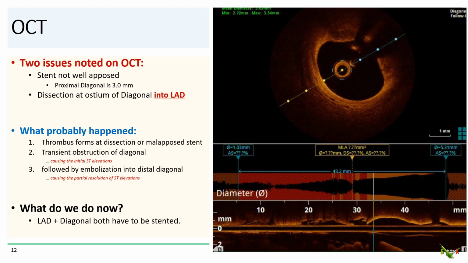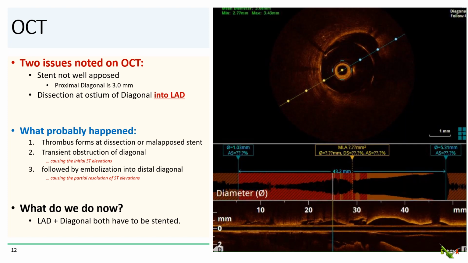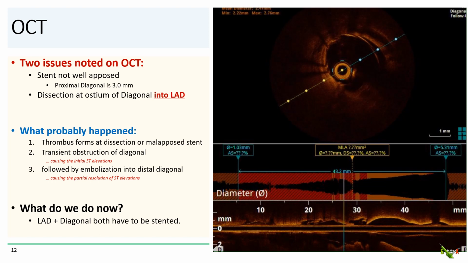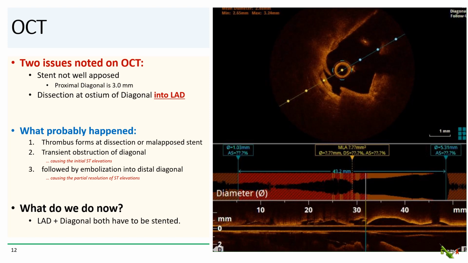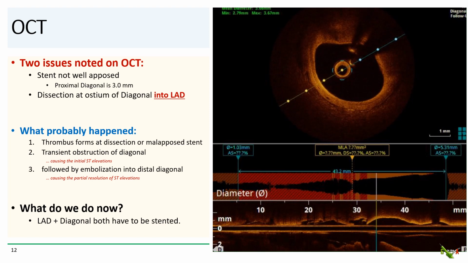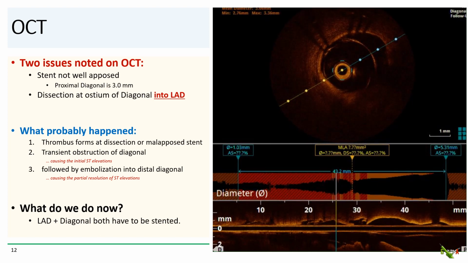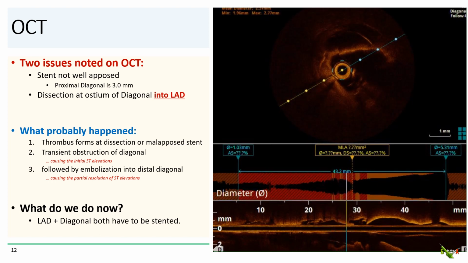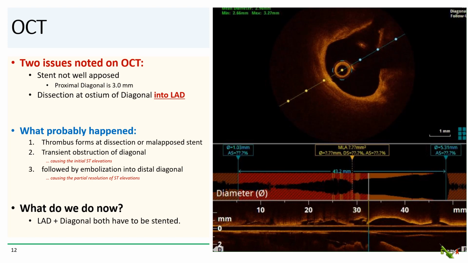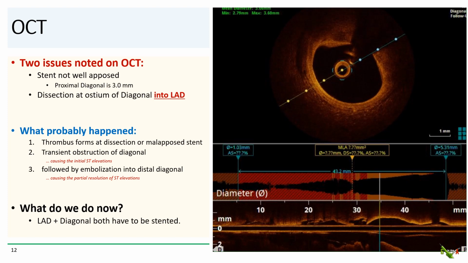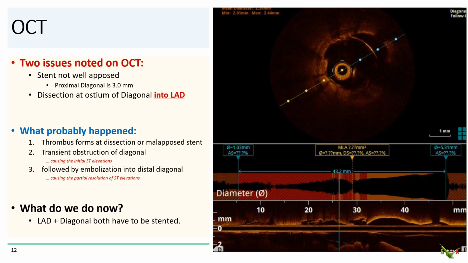So what probably happened was that thrombus formed either at the dissection or under the malapposed stent. This resulted in transient obstruction of the diagonal, causing the initial ST elevations. The thrombus then probably embolized downstream, causing the partial resolution of the ST elevations and the subtotal occlusion of the distal diagonal that we now see. So what do we do now? I think it's pretty clear that the LAD and diagonal branch both have to be stented. We're going to have to do some fancy footwork bifurcation PCI after all.